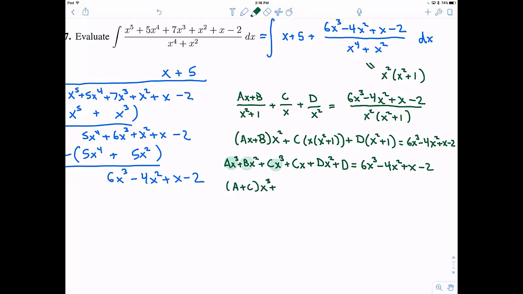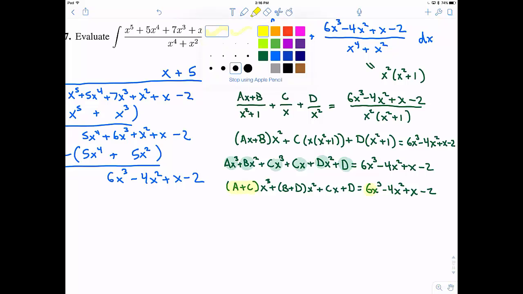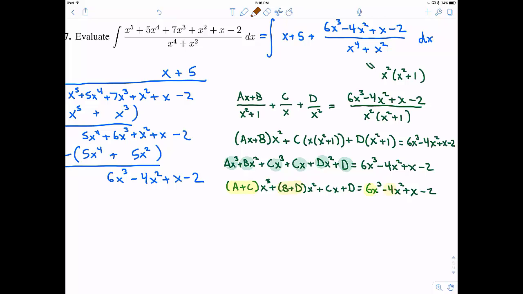How about my squareds? It looks like I have a b and a d, both positive, b and d. How about my linear terms? Just the c it looks like. And my constant terms, looks like just a d. So in order for these to be equal as functions, remember that the coefficients need to be equal. So that's to say that our a plus c needs to be equal to 6. Our b plus d needs to be equal to -4. Our c needs to be equal to 1, it looks like. And then our d needs to equal -2.